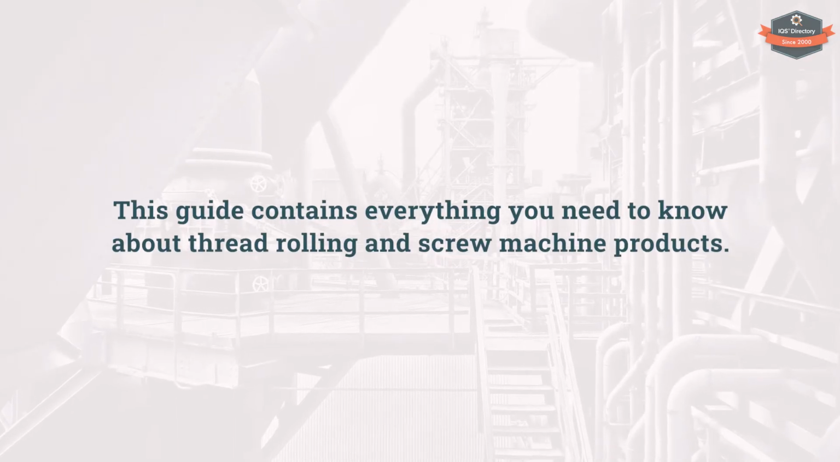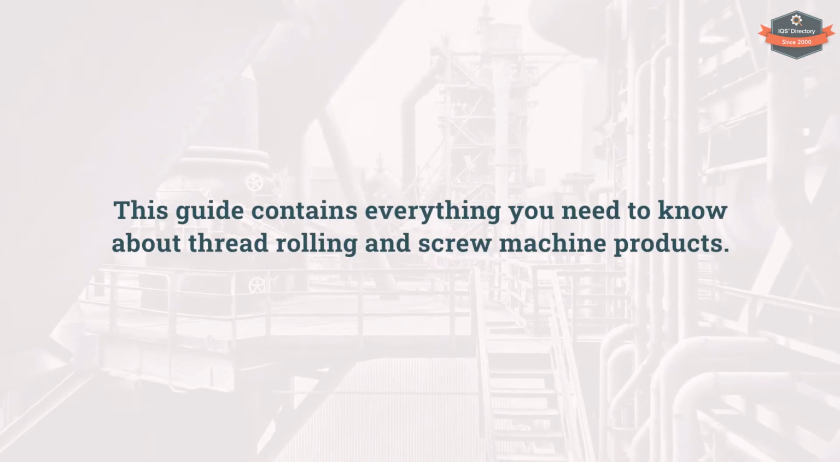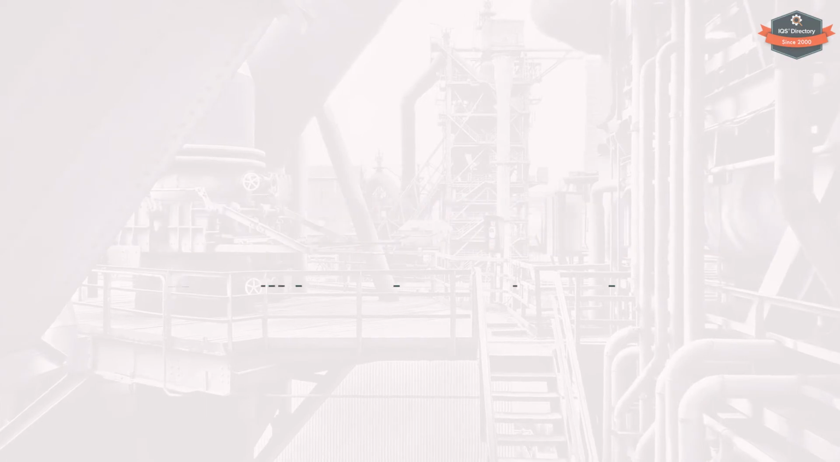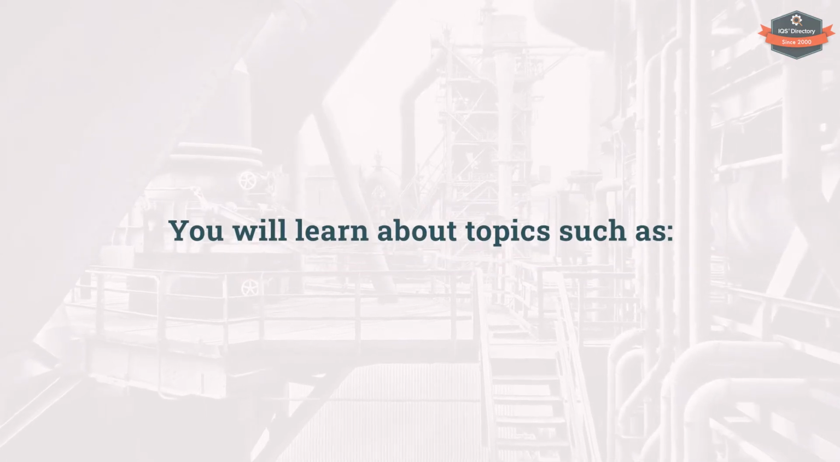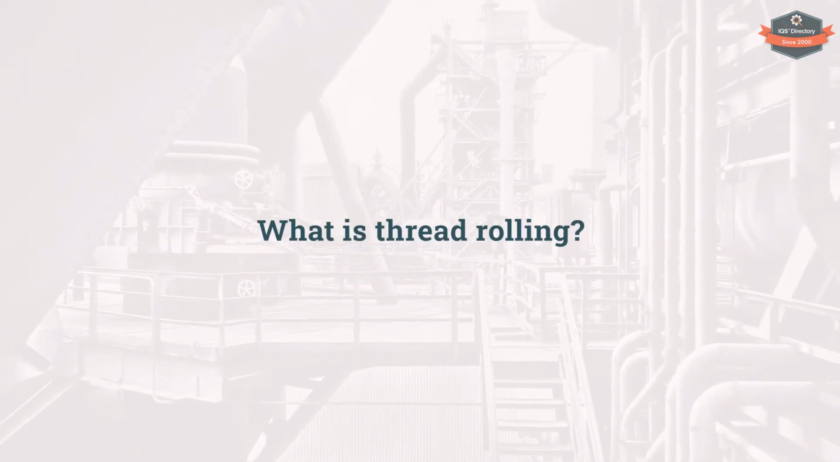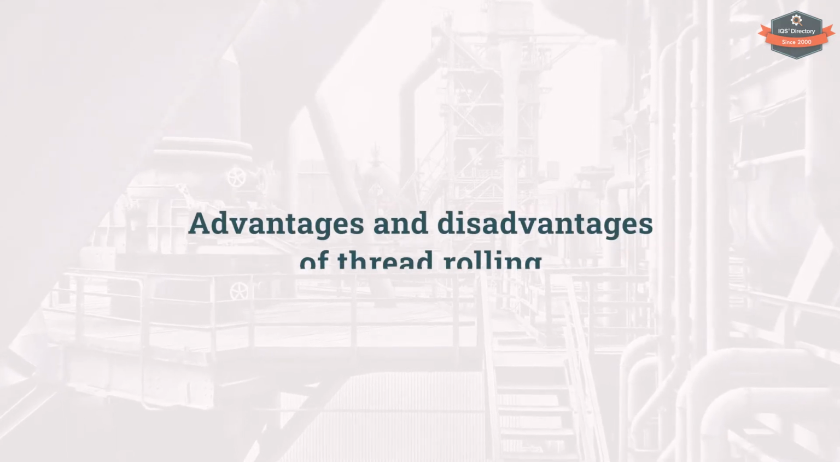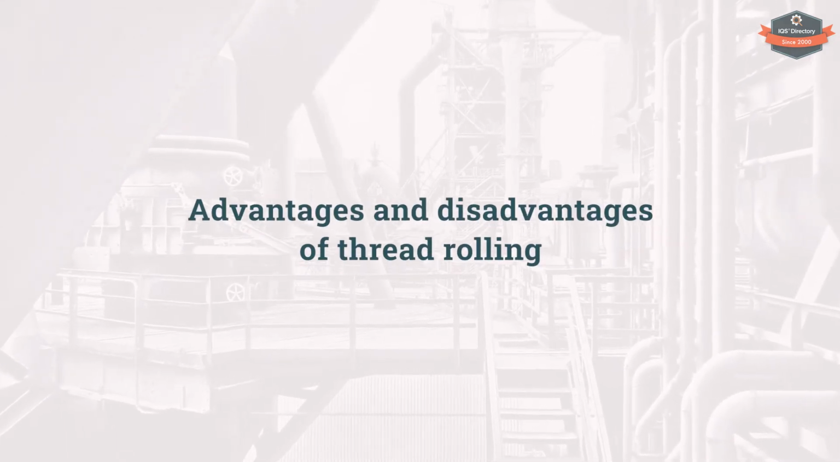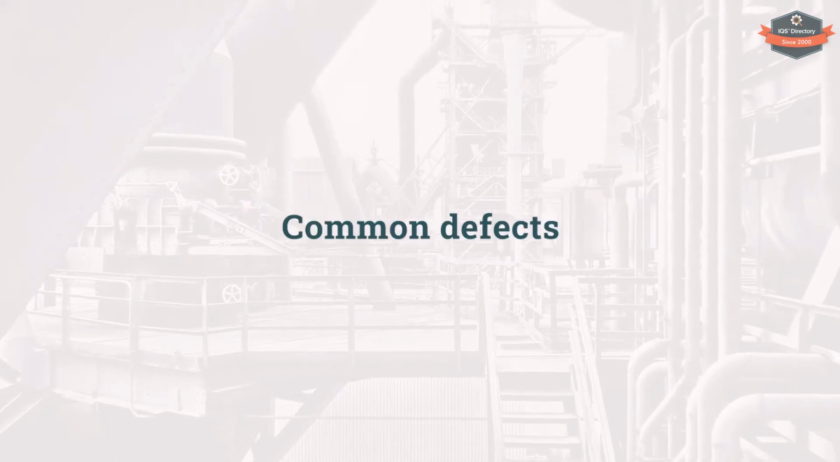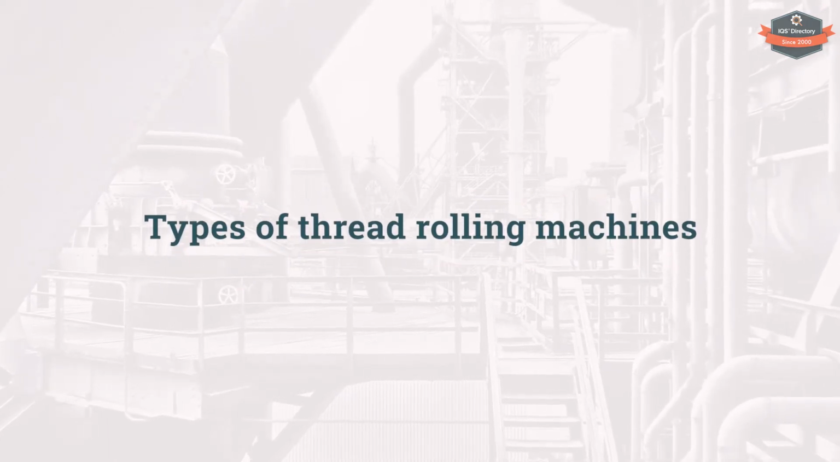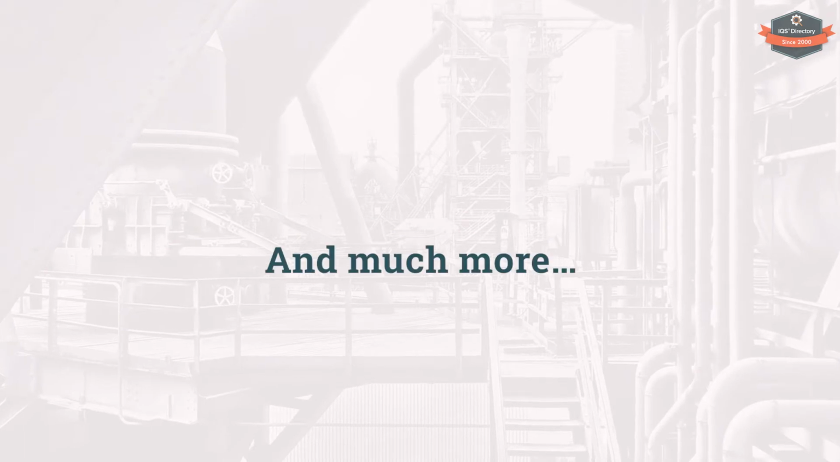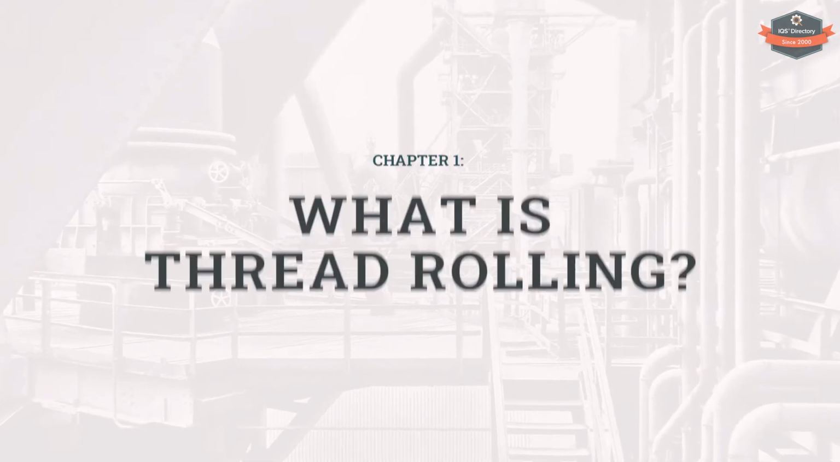This guide contains everything you need to know about thread rolling and screw machine products. You will learn about topics such as: what is thread rolling? Thread rolling processes. Advantages and disadvantages of thread rolling. Common defects. Types of thread rolling machines. And much more. Chapter 1.